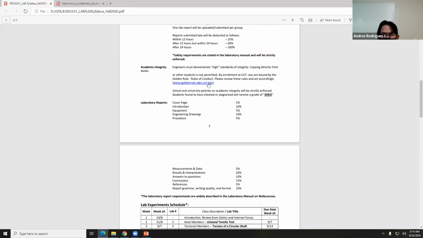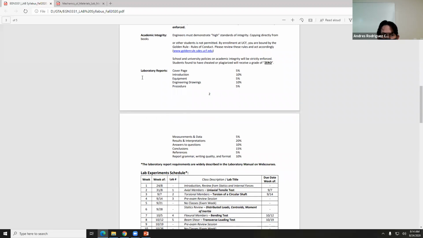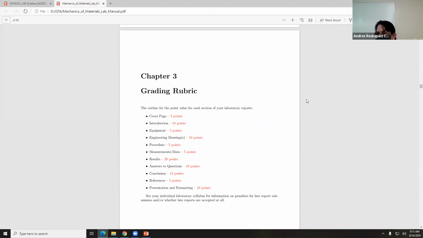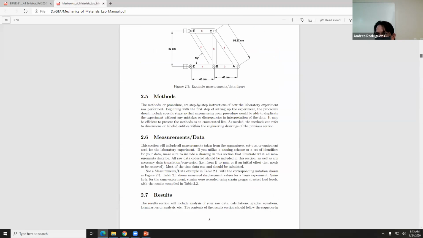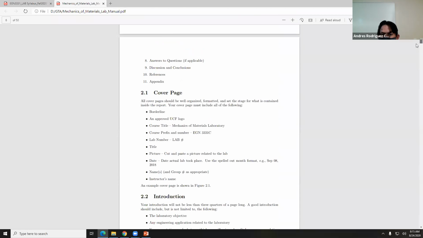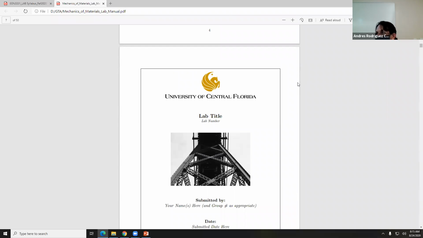What else? Okay, we already talked about the golden rule. And we got this template for the laboratory reports that is well explained in the Mechanics of Material Lab manual that is right now in web courses. This is the Mechanics of Material Lab manual. Right now it's on web courses. You can download it. It's for you. And in this manual, you can see how to do a report.